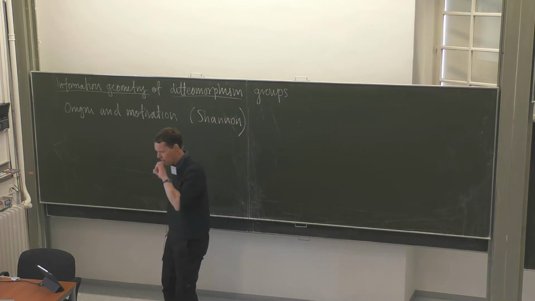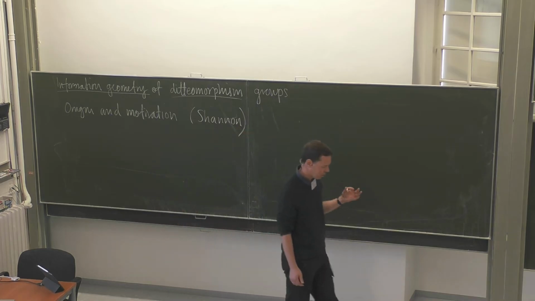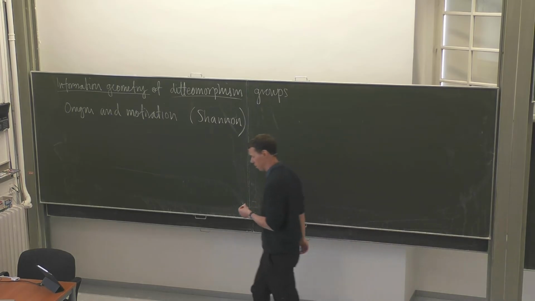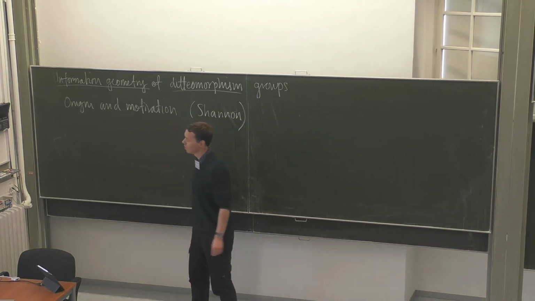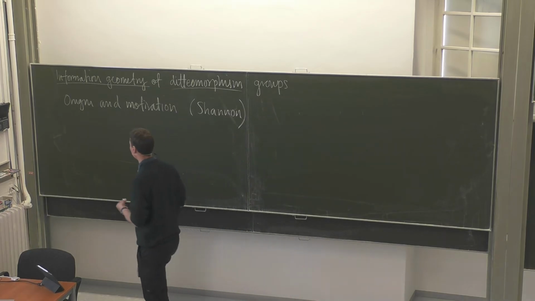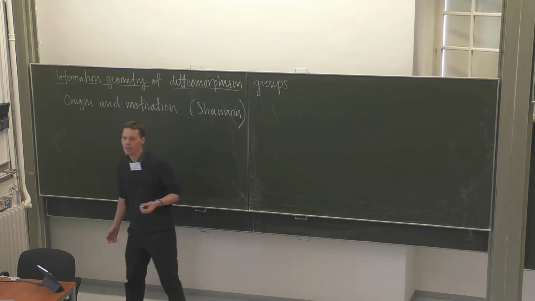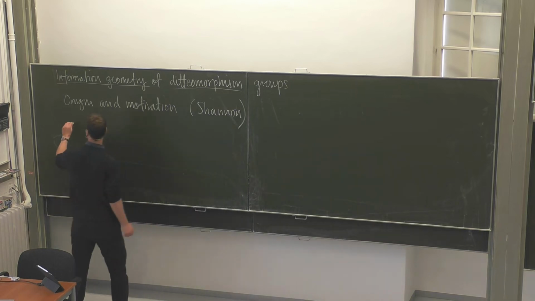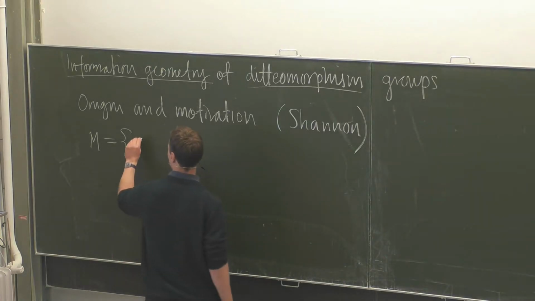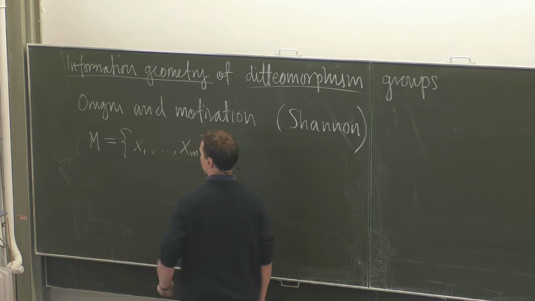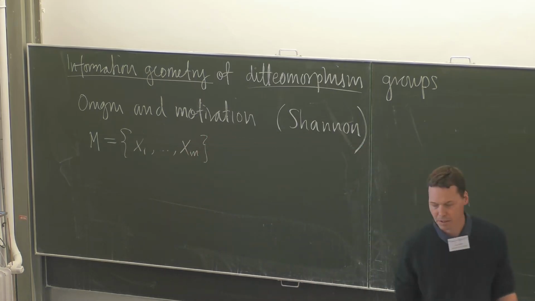Okay, so Claude Shannon called it a mathematical theory of communications. Later it was named information theory. His thinking was something like this. Let's start with some pool of messages. And let's call this pool of messages M. This is a discrete set. Denote the elements by x1 to xm. There's m elements in this.